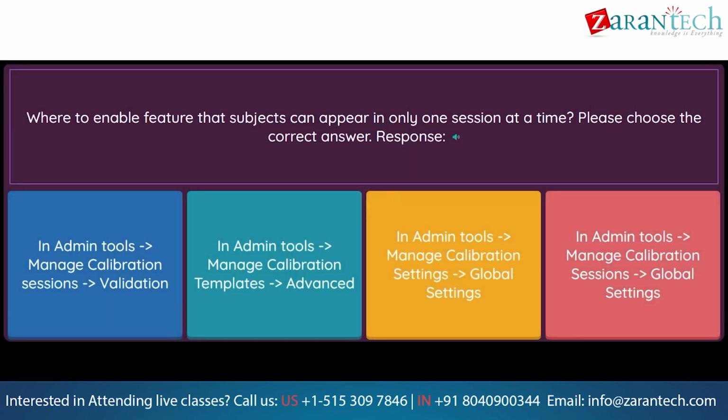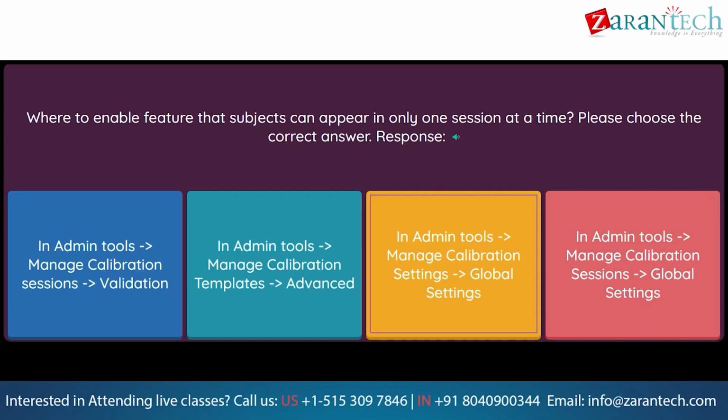Question: Where to enable the feature that subjects can appear in only one session at a time? Please choose the correct answer. Response: Option 1, in Admin Tools, Manage Calibration Sessions, Validation. Option 2, in Admin Tools, Manage Calibration Templates, Advanced. Option 3, in Admin Tools, Manage Calibration Settings, Global Settings. Option 4, in Admin Tools, Manage Calibration Sessions, Global Settings.